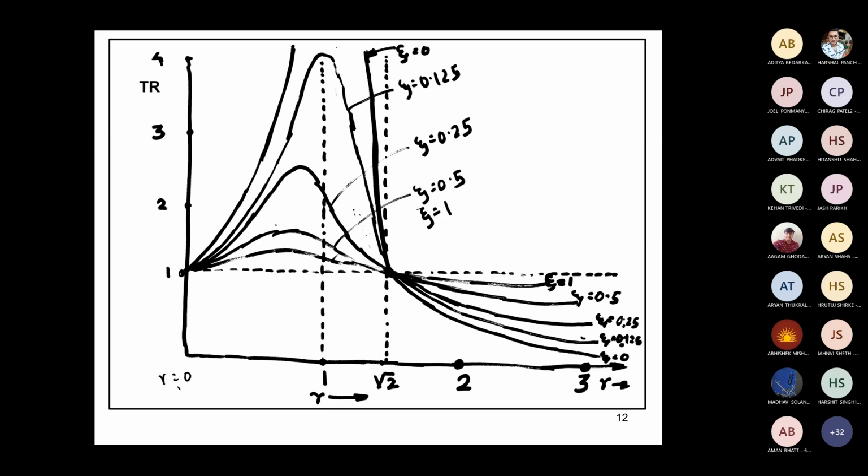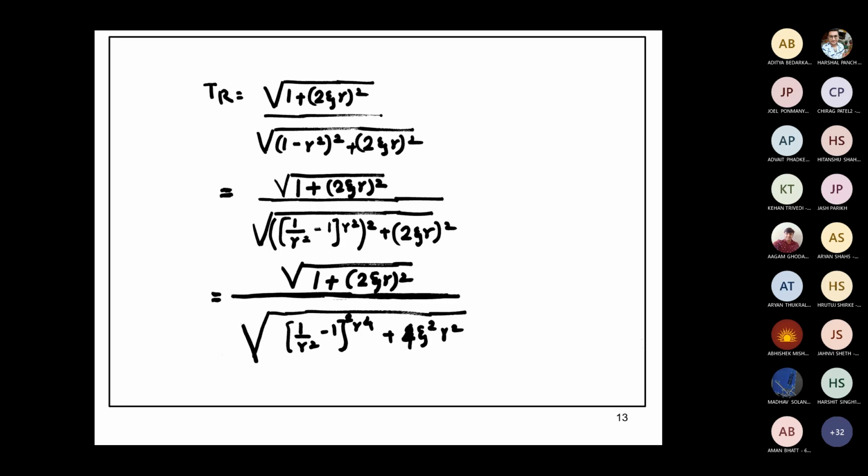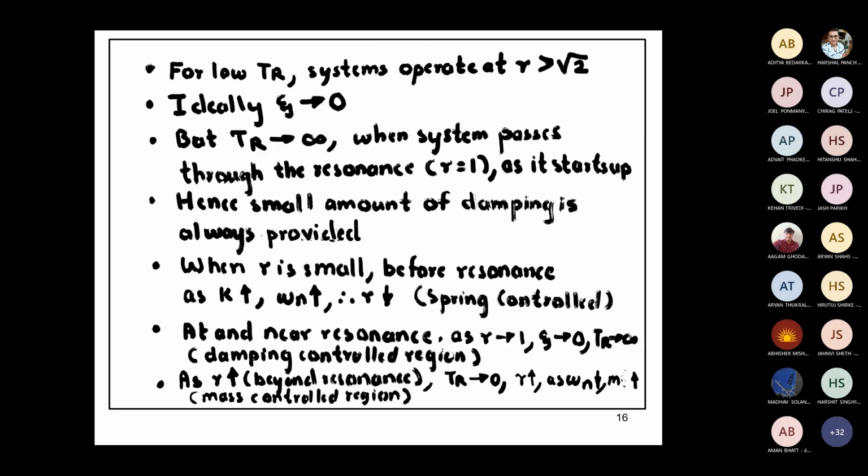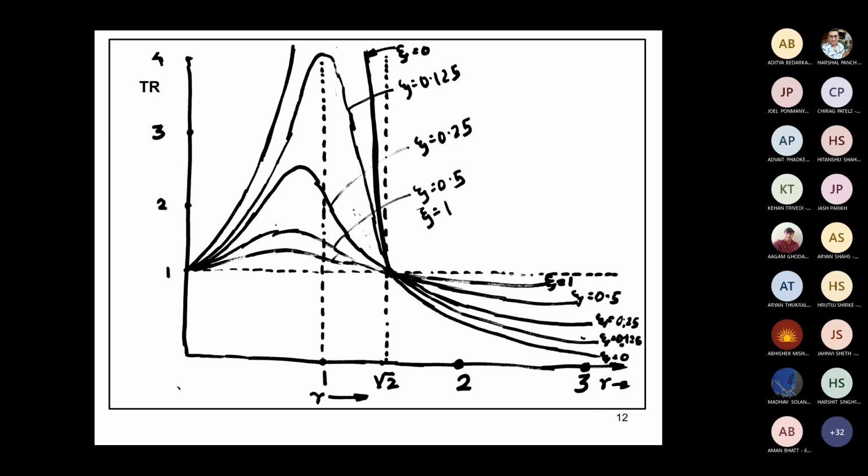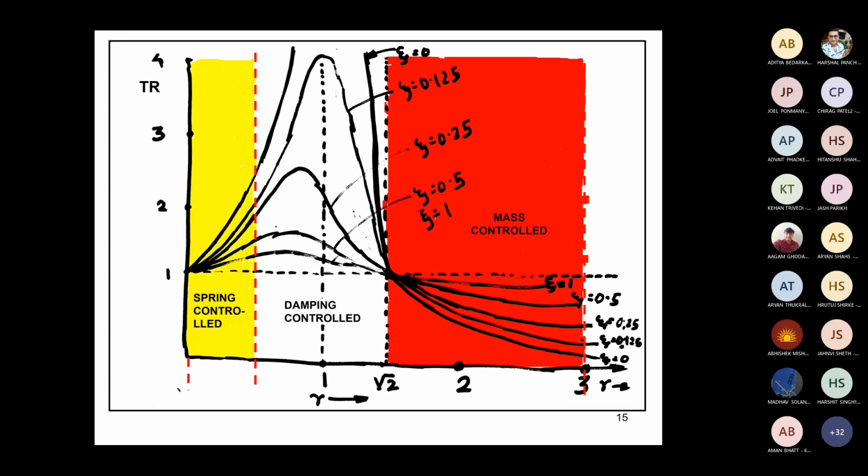One is the spring control region, second is the damping control region, and third is the mass control region. Okay, the spring control region is generally this. So I'll just go to that slide. These three regions were identified. This is the spring control region, damping control region, and mass control region.